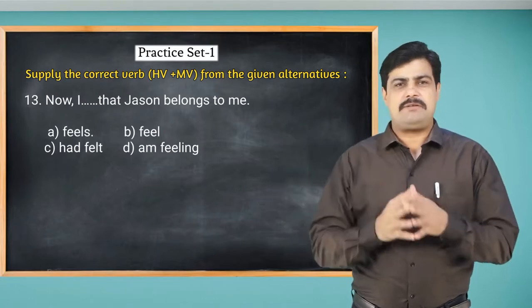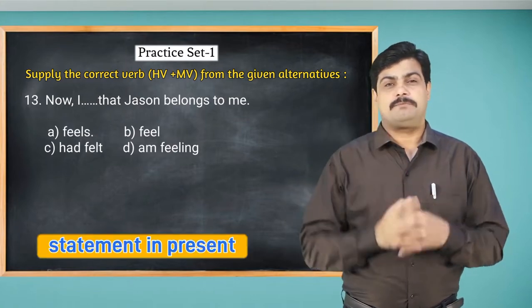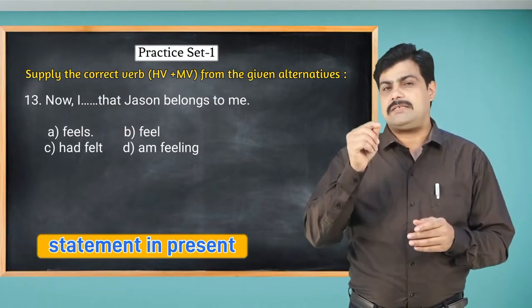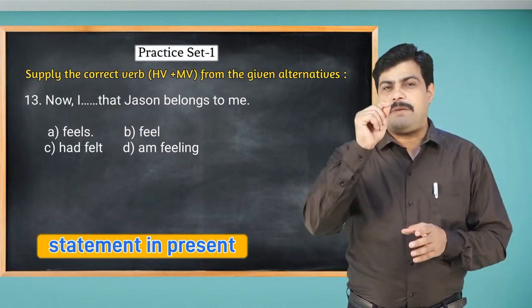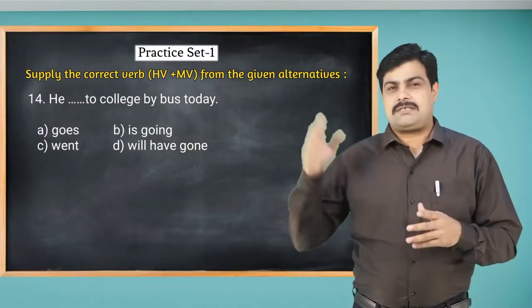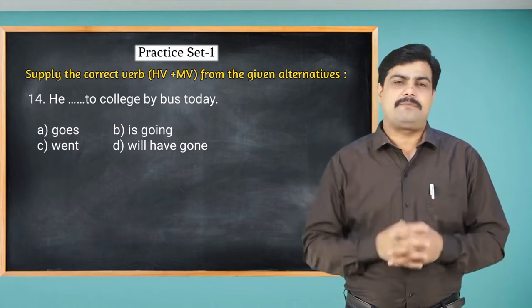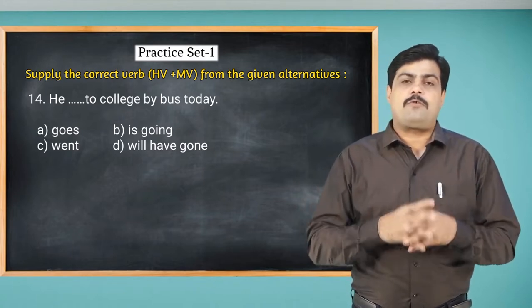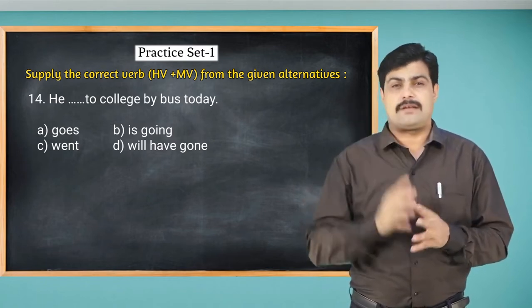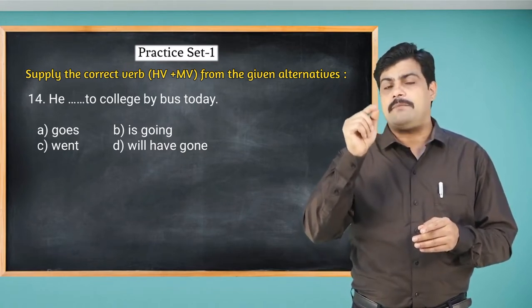Another sentence is on the screen. Now I dash that Jason belongs to me. Now if you see this sentence, you will find that the statement is in present. Now option B is right. Feel, present indefinite. This is another sentence on the screen. He dash to college by bus today. Now in this sentence we are talking about present action. So the right option in this sentence would be is going, that is B. So we can say this sentence, he is going to college by bus today.